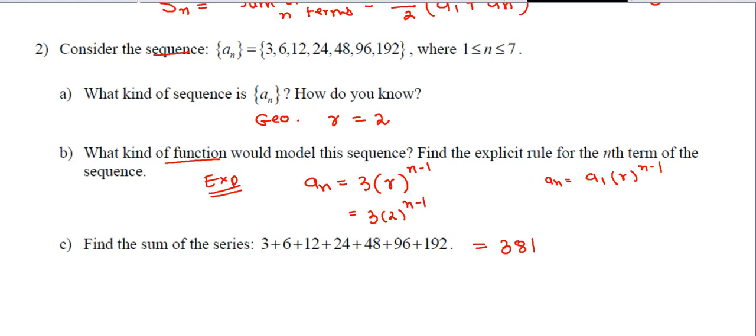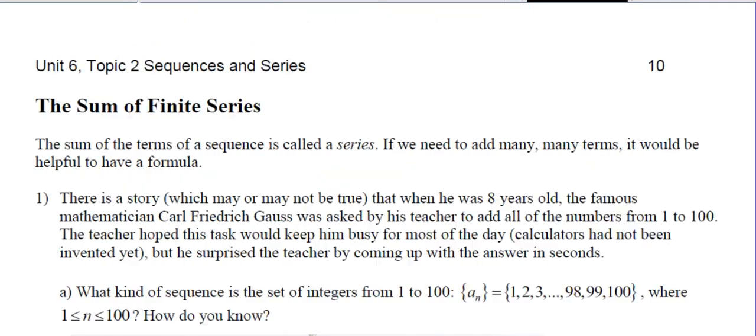Our focus is geometric sequences and series, and next we are going to look at how we come up with the formula for the sum of a geometric series. So let's flip the paper to page number 10.